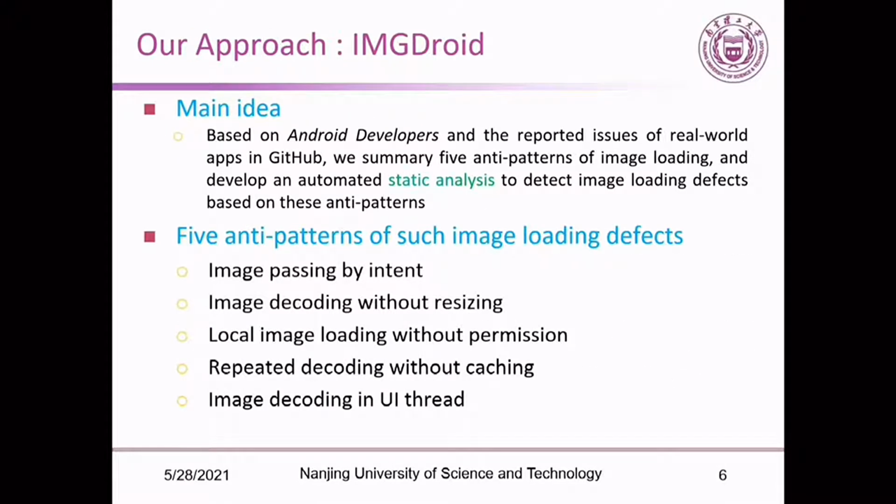Based on Android developers and the reported issues of real-world apps in GitHub, we summarize 5 patterns of image loading defects and develop an automated static analysis to detect them based on these patterns. These are the 5 patterns: image passing by intent, image decoding without resizing, local image loading without permission, repeated decoding without caching, and finally, image decoding in the UI thread.